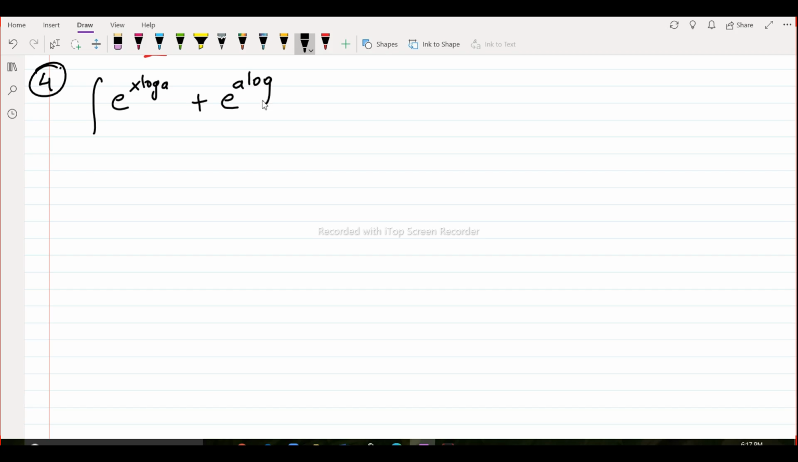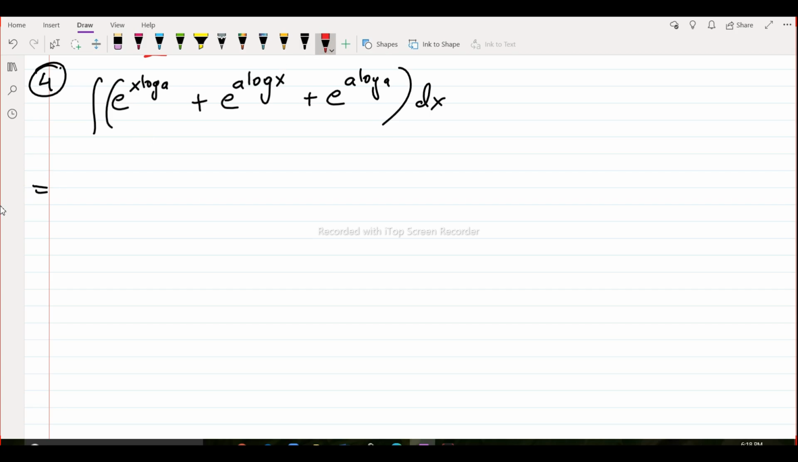Let's try the next one, the fourth question. So let's say we have something like the integration of e raised to x log a, plus e raised to a log x, plus e raised to a log a. So this is the question.